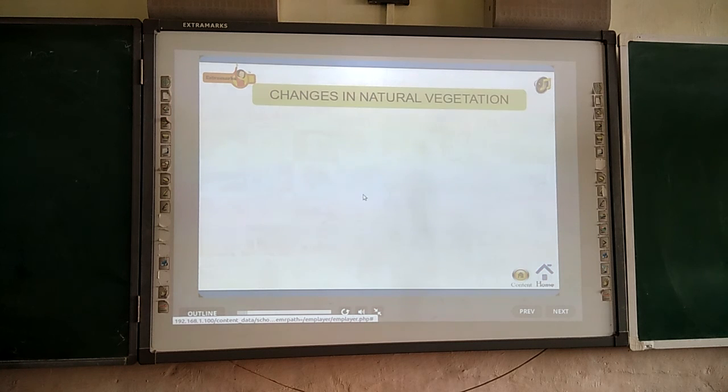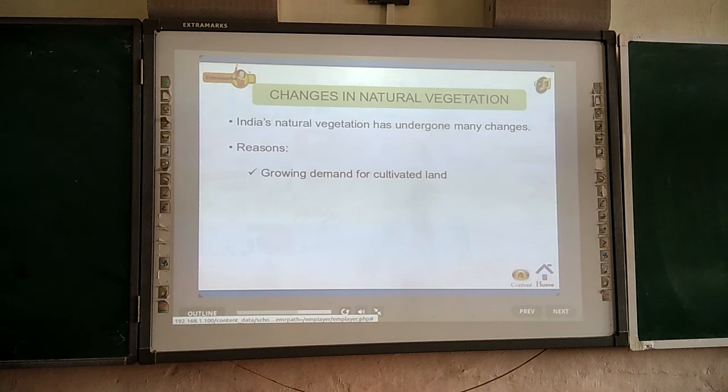Changes in natural vegetation. India's natural vegetation has undergone many changes. The main reasons for these changes are growing demand for cultivated land, development of industries and mining, urbanization, and overgrazing of pastures.